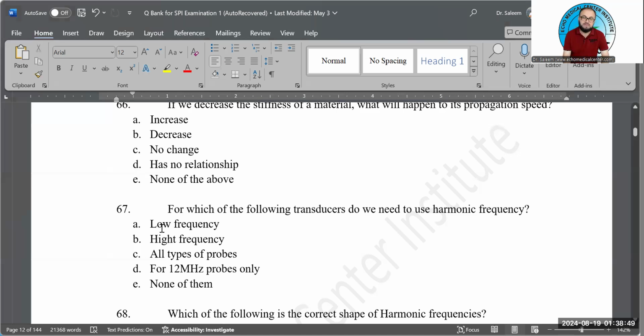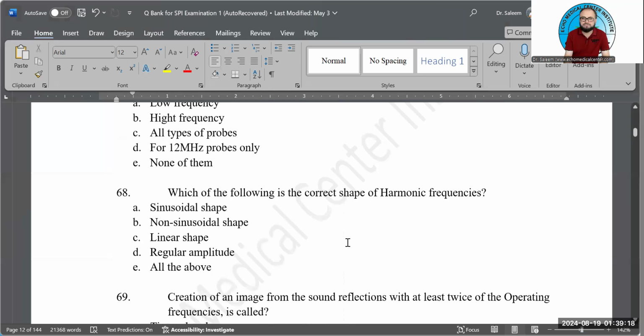You're right, it is the correct answer. It is a low frequency. Why? Because low frequency transducers create a longer SPL, spatial pulse length, and the longer the SPL, the more degraded the image quality will be. So for low frequencies, we understand it penetrates better, but the image quality is bad. That's why we use harmonics to make the image quality better. So low frequency transducer. Good job. Now let's go to the next question.